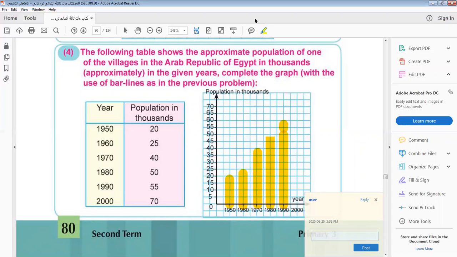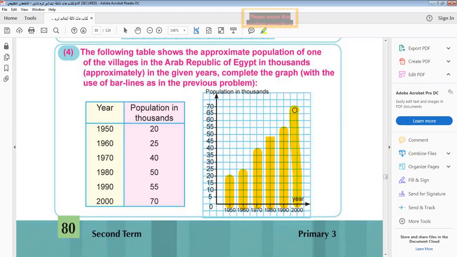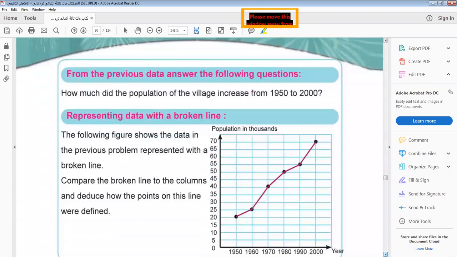Sorry about that. Like that. And in 2000 they are 70. So here till 70 like that. Okay. So that's page 80. Now we will talk about the broken line.